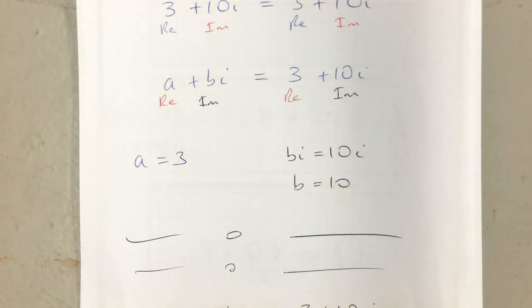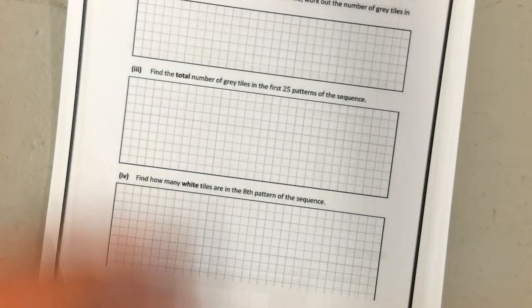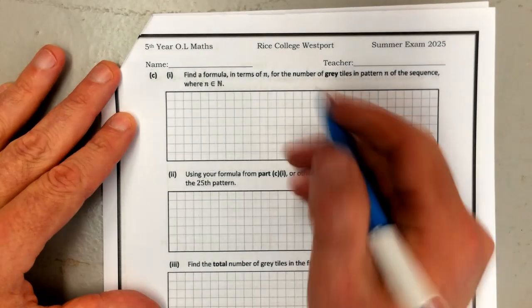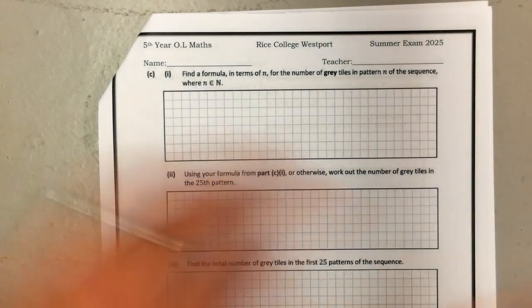Okay, so back to our question. There is enough on notes. Find a formula in terms of n for the number of grey tiles in the pattern. So we've got to look back here.